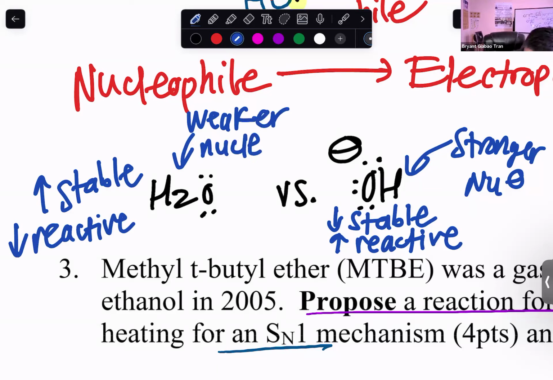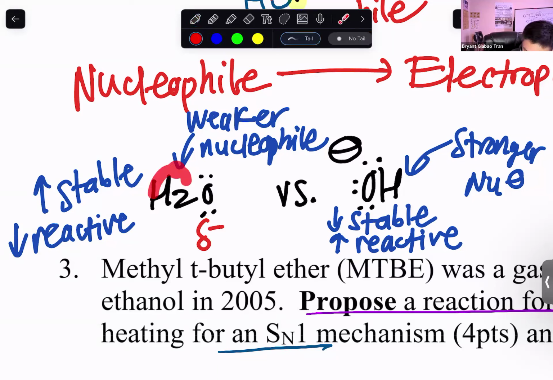Weaker nucleophile. But it's still considered a nucleophile overall because the partial charge of oxygen is partial negative. Not a full charge of negative, but a partial charge of negative, since it's more electronegative than hydrogen. But it's still considered a weak nucleophile because it's not a full negative charge like OH minus is. OH minus has the full negative charge that you could use to attack. Makes sense. Thank you. Yeah, no problem.